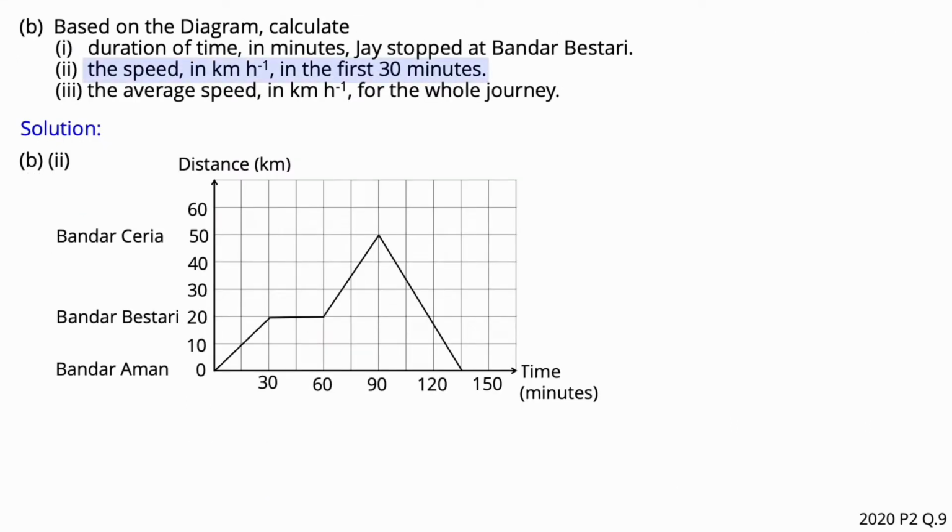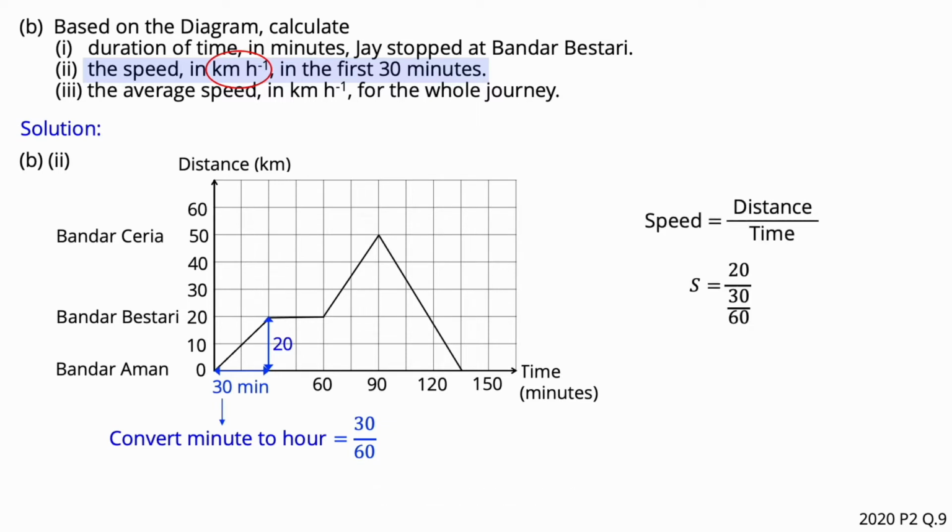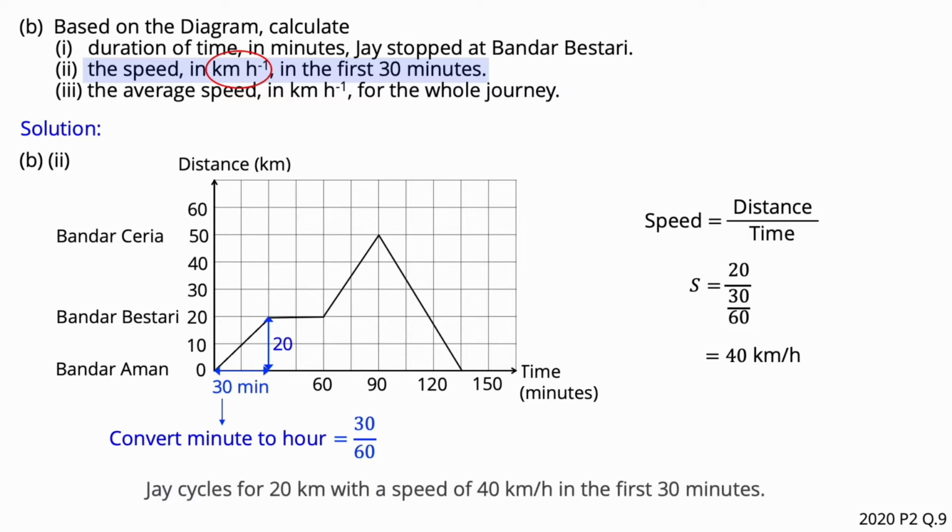Next, calculate the speed in km per hour in the first 30 minutes. Looking at the part in the first 30 minutes, Jay has cycled for 20 km. Since the unit of speed is in km per hour, we convert the minutes to hours: 30 divided by 60. To find the speed, we divide distance by time. 20 divided by 30 over 60, the calculated result is 40 km per hour. Jay cycled for 20 km with a speed of 40 km per hour in the first 30 minutes.